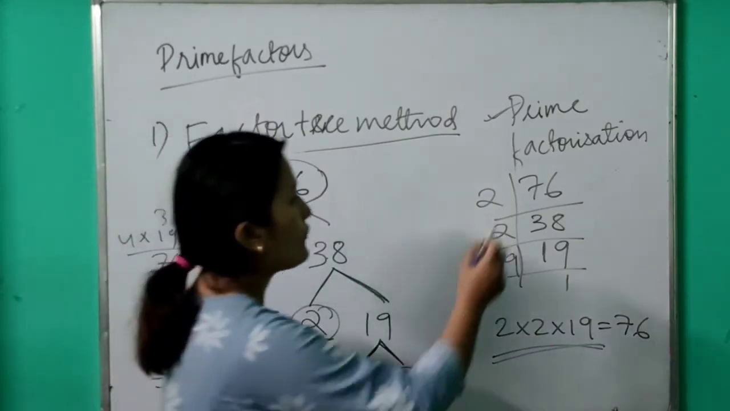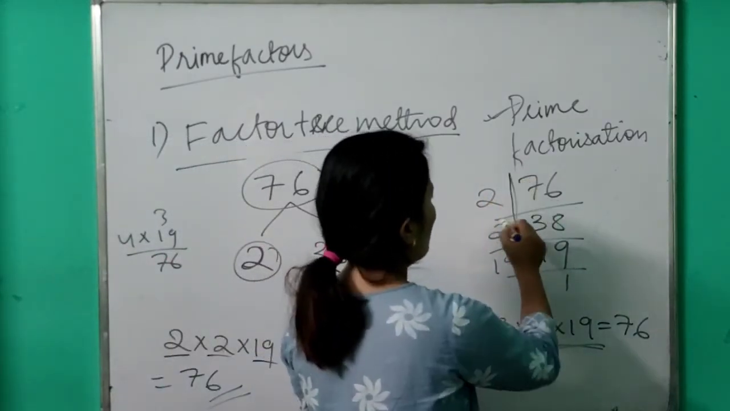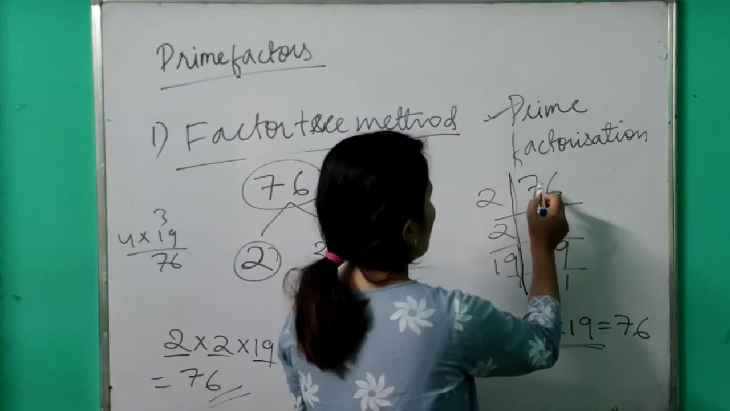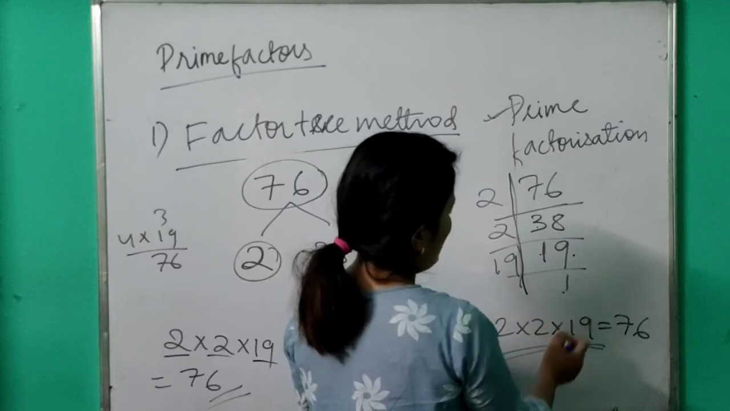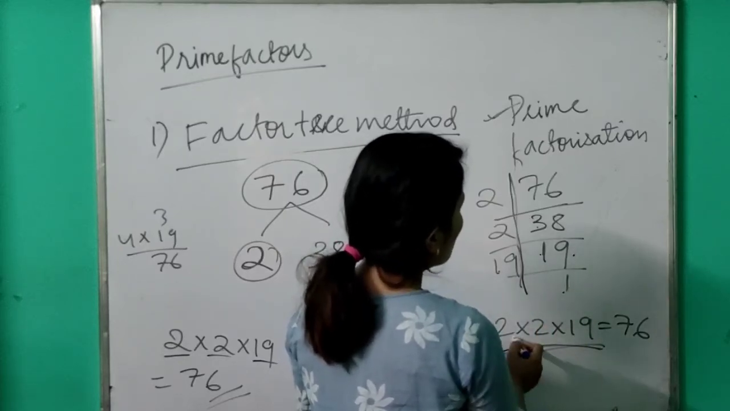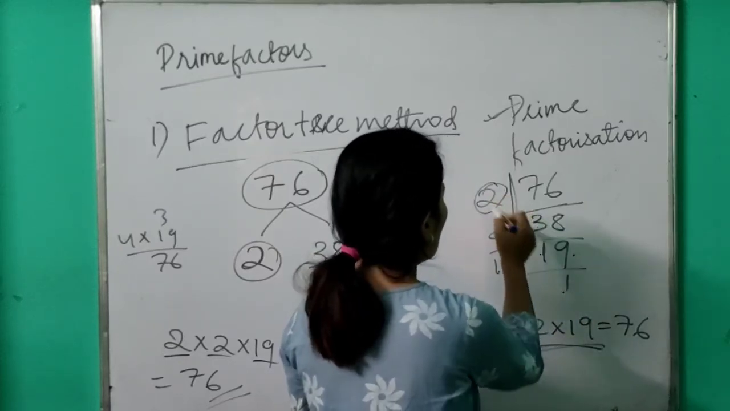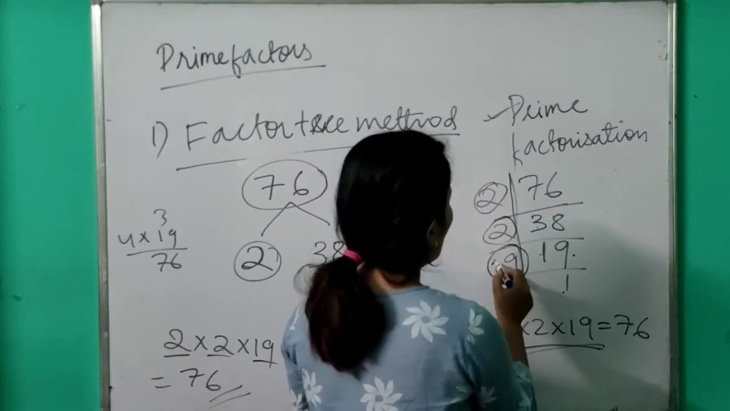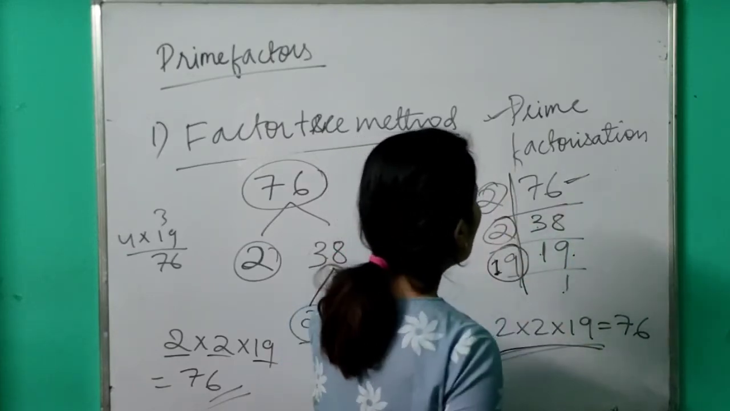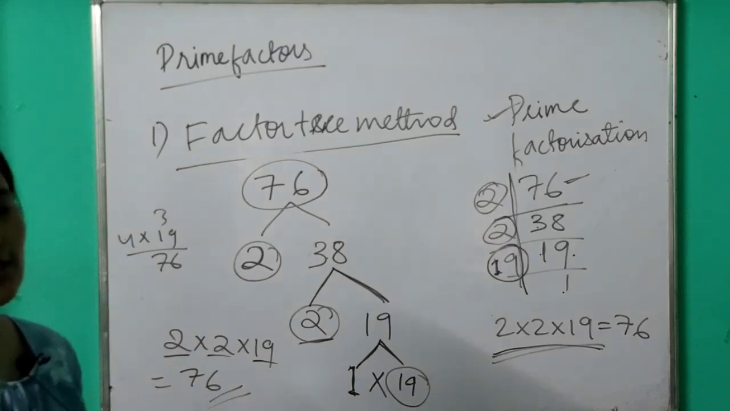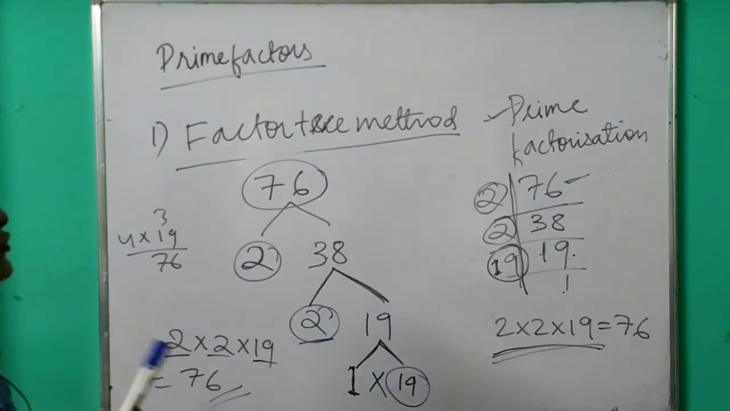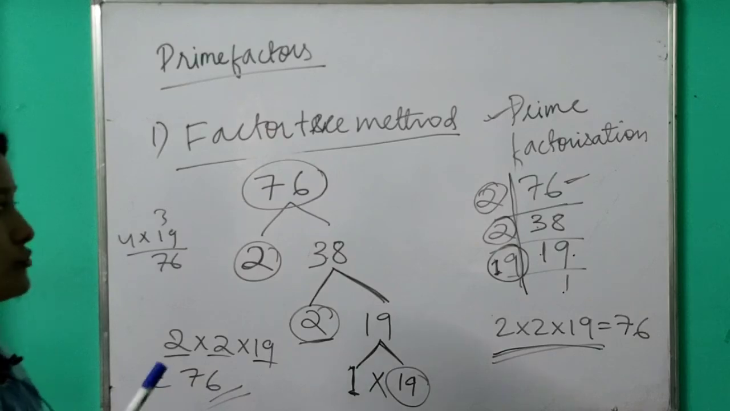Now similarly, in the prime factorization method, you simply divide. 2 threes are 6, 2 eights are 16, 2 ones are 2, 2 nines are 18, 19 ones are 19. So what are the prime factors? 2, 2 and 19. These are the prime numbers which can completely divide 76. Okay, so the prime factorization method is the preferable one. In exams also you will be asked to find the prime factors using the prime factorization method.